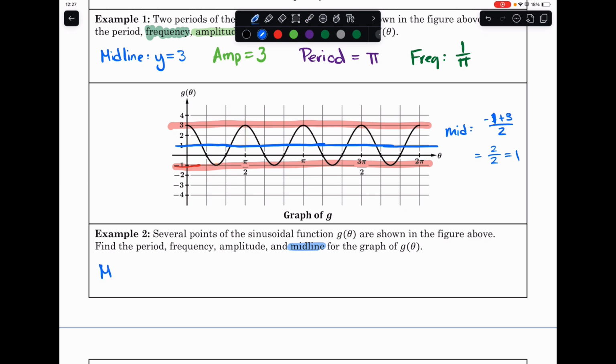So we know that our midline is the equation y equals 1, and our amplitude here is 2. From 1 to 3, that's 2. From 1 to -1, that's a distance of 2.